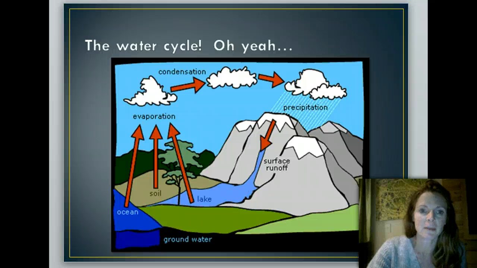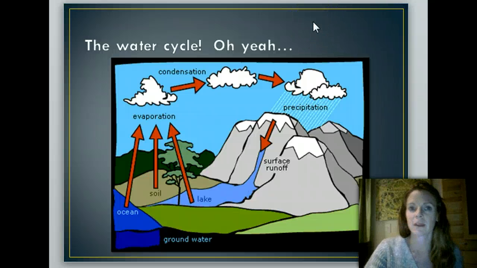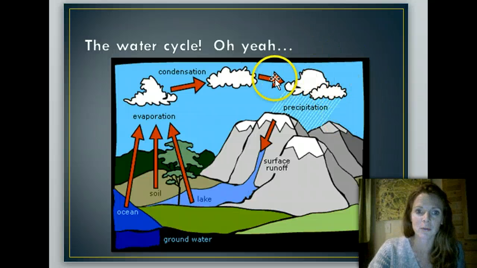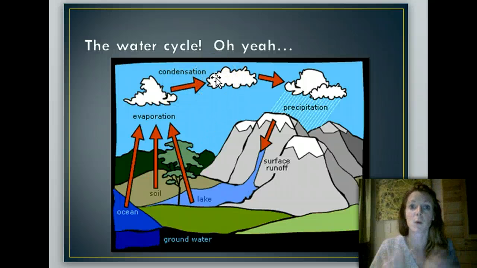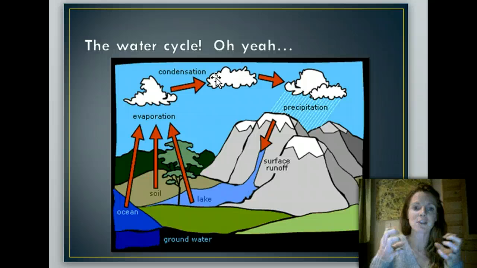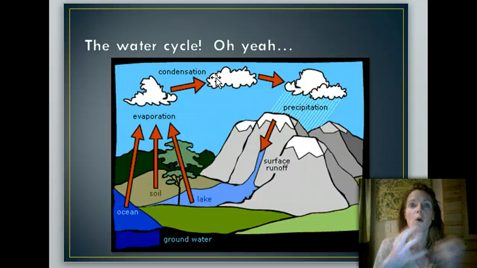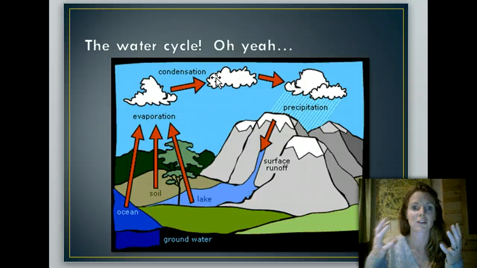So let's talk quickly about the water cycle, because this is something that is a pretty easy cycle to envision because we see it often, right? Let's start up in the clouds. Basically we have condensation of water molecules, water vapor, okay? And as those condense, we start to see clouds. Why we see clouds is because there are so many water molecules that we can start to see them.